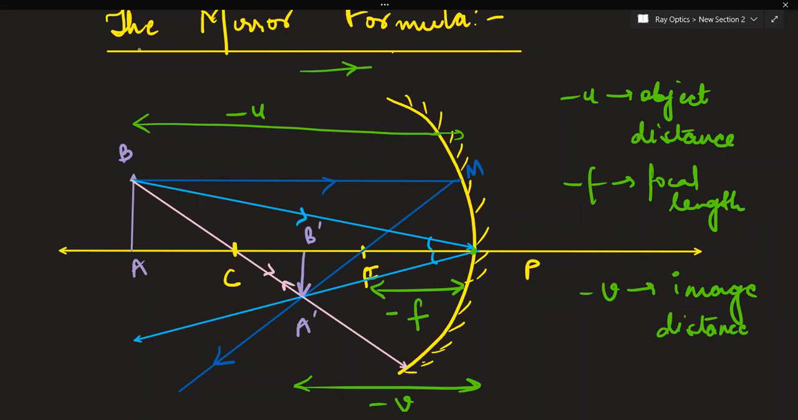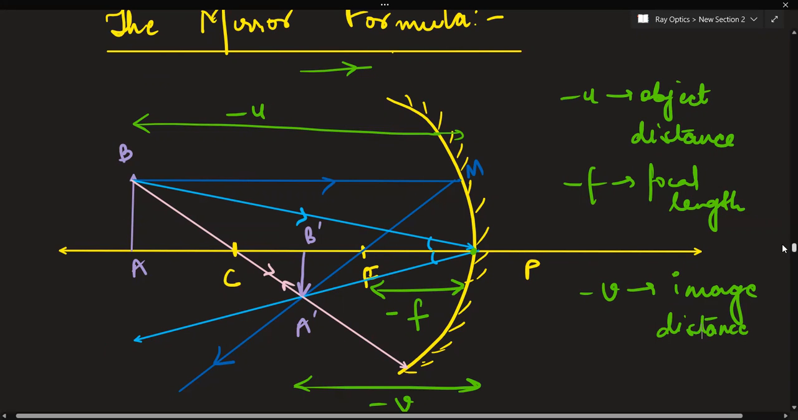Now see this triangle, A, B, C, and see this triangle, A dash, B dash, C. Both have a common side. Both have vertically opposite angles, which will be equal. So we can say both the triangles are similar, ABC and A dash B dash C. Both these triangles are similar triangles.